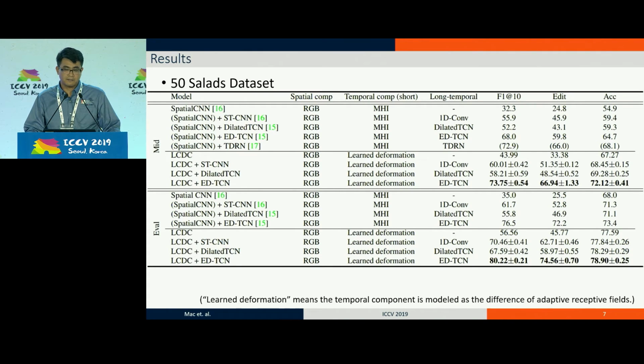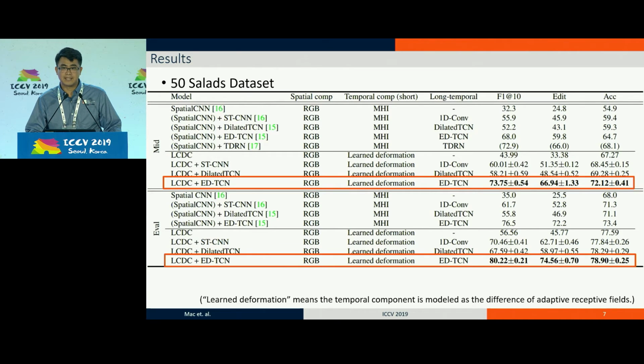Here are our results on the 50 Salads dataset. We compare multiple setups using spatial CNN features and our LCDC features. As can be seen, when LCDC is used with long-temporal models, the performance increases. We achieve the best performance using LCDC and ED-TCN.